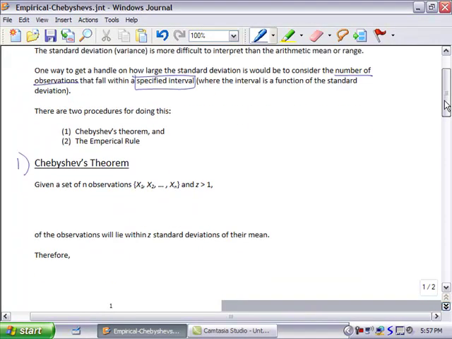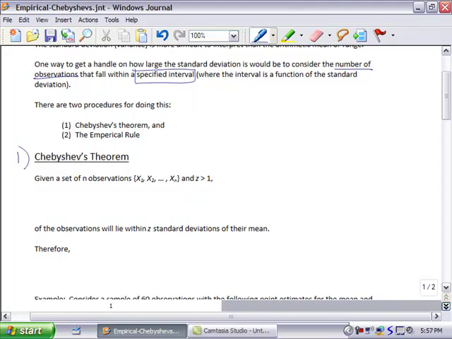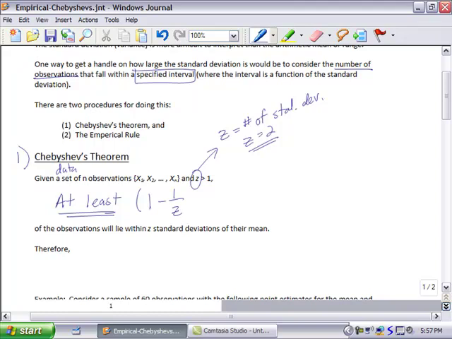So first, in the case of Chebyshev's theorem, it says that given a data set of n observations, x1, x sub 2 to x sub n, and z is greater than 1, and here the important thing is that z is going to be equal to the number of standard deviations. Okay? And oftentimes with Chebyshev's, z will be equal to 2. That'll be important, as you'll see as we move through this. But what the theorem says is that given all of that, we can be sure that at least 1 minus 1 over z squared percent of the observations will lie within that number of standard deviations from the mean.